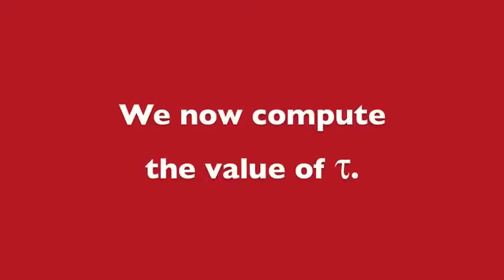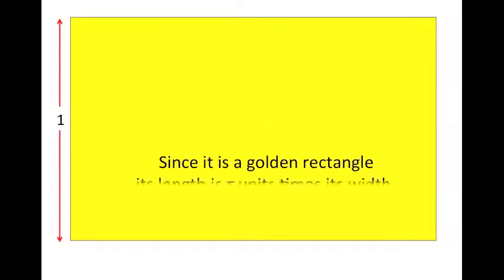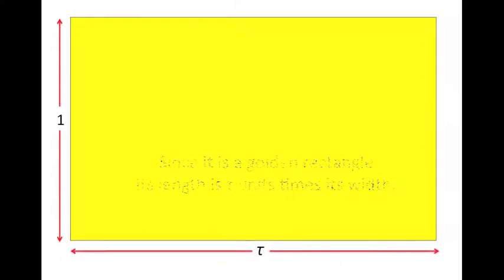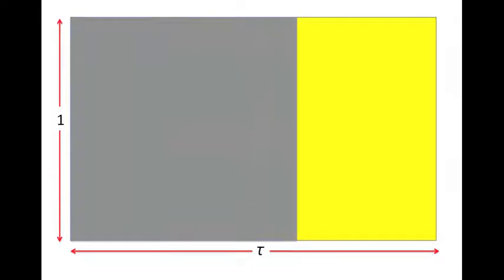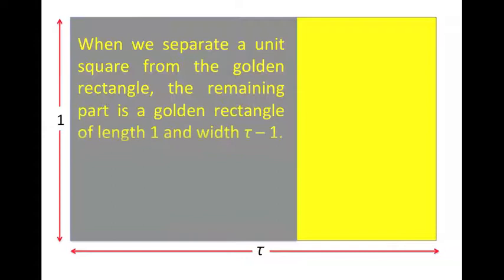Now compute the value of the mysterious tau. This is a golden rectangle with a width of 1 unit. Since it is a golden rectangle, its length is tau times its width. When we separate a unit square from the golden rectangle, the remaining part is a golden rectangle of length 1 and width tau minus 1.